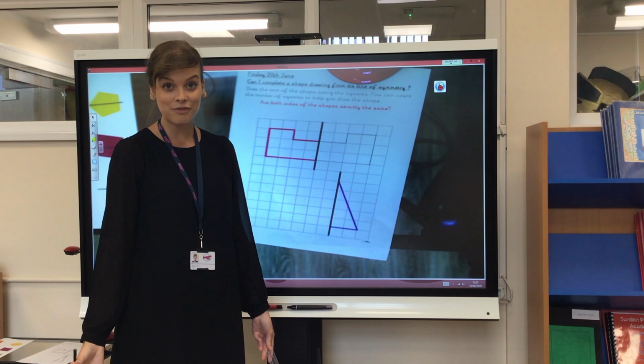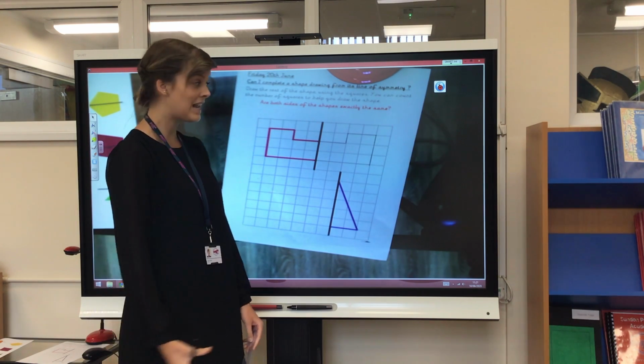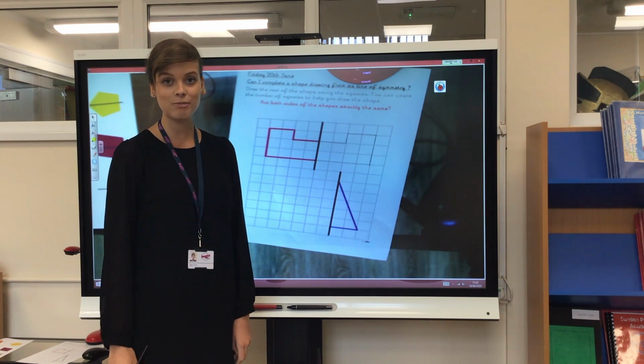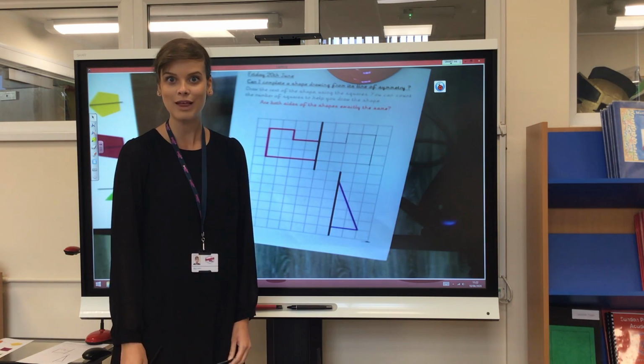Hope you're going to have fun today. I keep having fun drawing all these vertical lines of symmetry, and now I've drawn a missing shape. So I hope you're going to have fun with it too, and I will see you tomorrow for our last mathematics session.